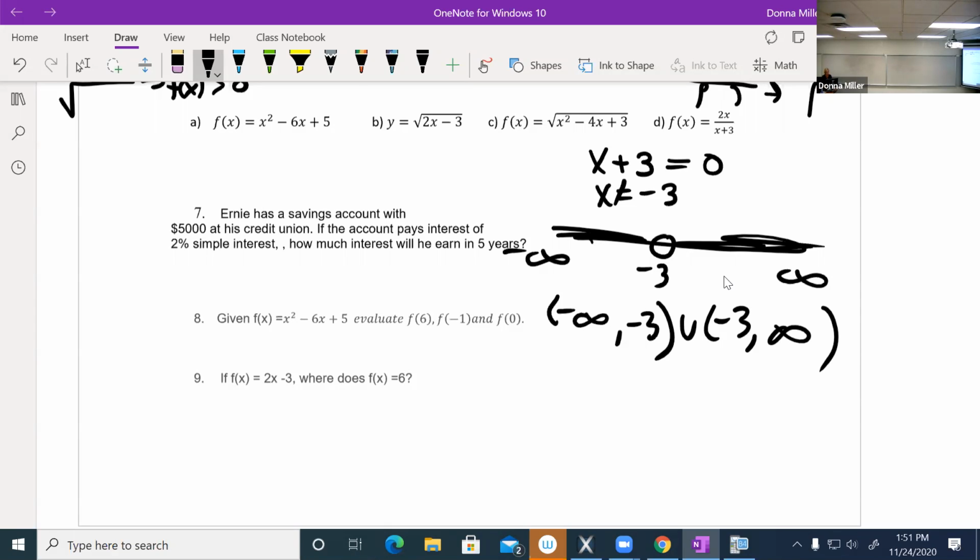All right, good, good. So domain, two issues: square roots and fractions, right? That's all I have to worry about, okay? All right, so let's clear this.